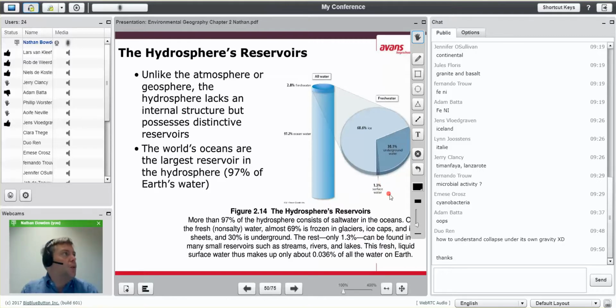So all the rivers and lakes in the world only represent 1.3% of 2.8% of all the water. So 1% of 3% approximately. So very, very little. That's 0.03% of all water is surface water.